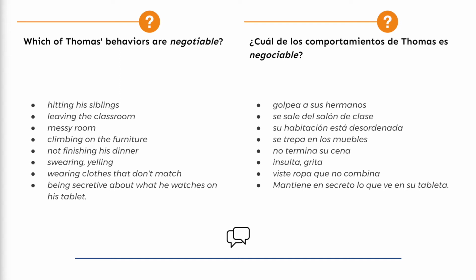The parents could also negotiate with Thomas about what clothes he wears the next day and pick them out together. They could also negotiate on his tablet usage, when he gets access to it, what he has to do to earn access, and where he's allowed to use it.